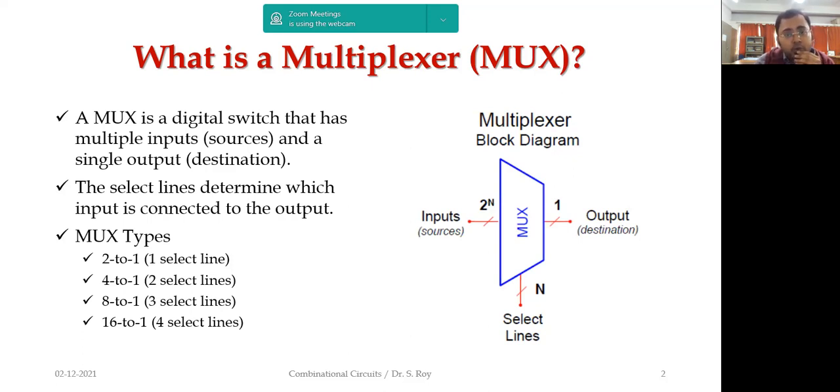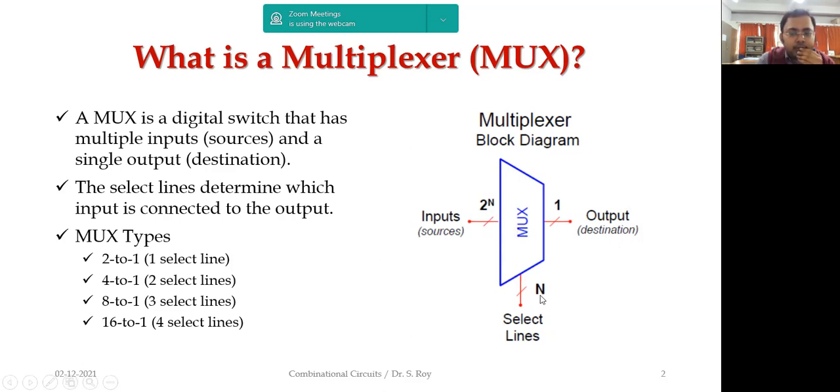To determine which input is going to be selected at a particular time, some select lines are used. If we observe this block diagram of a multiplexer, we can see that there are multiple inputs, also named sources, and the output is only one. It is fixed. And it has some select lines. The select line will decide which input line is going to be selected at the output at a particular time.